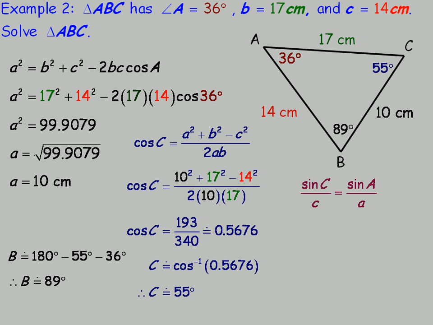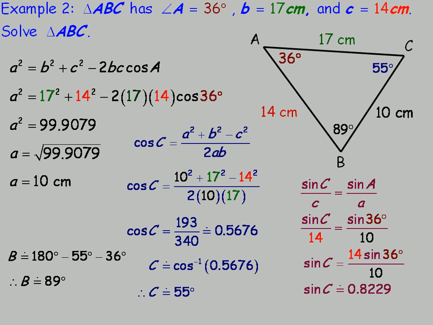So if I wanted to find angle C using the sine law, I could have used sine C over side C is equal to sine A over side A. And so side C is 14, angle A is 36, and side A is 10. And so we cross multiply to find what sine of angle C equals, and it would be 14 times the sine of 36 divided by 10. And so we would evaluate this quantity here. It works out to be about 0.8229.